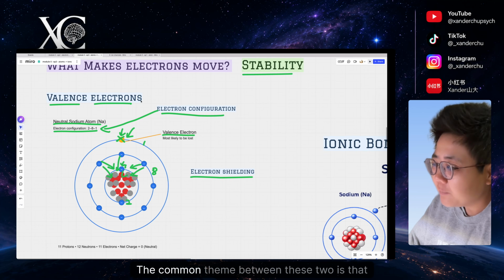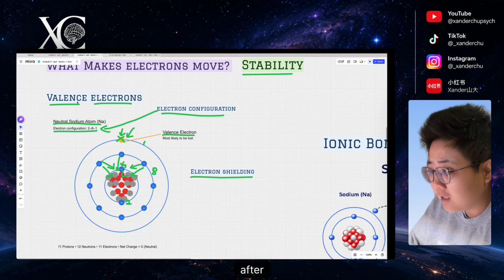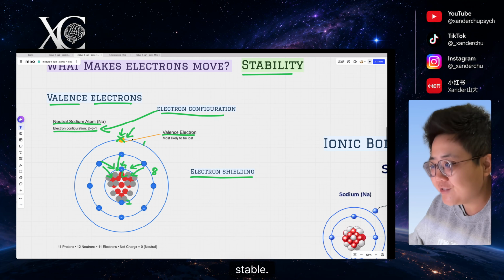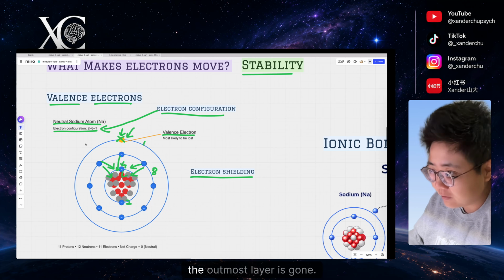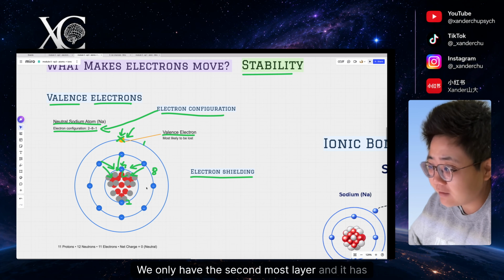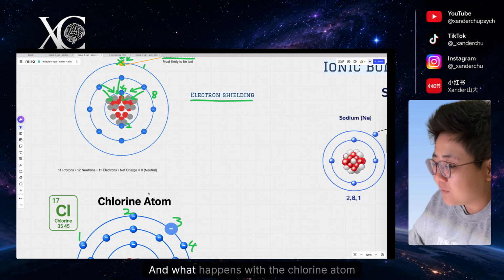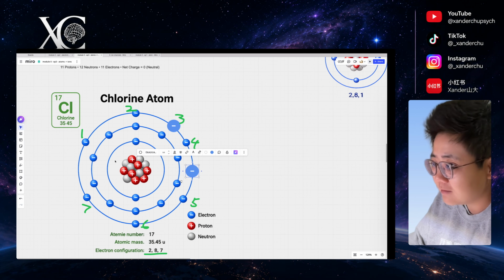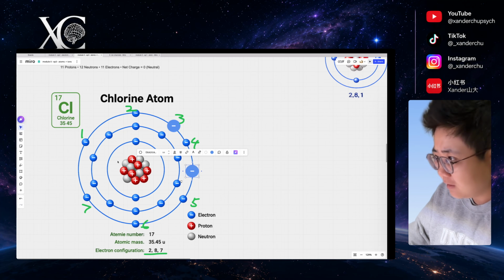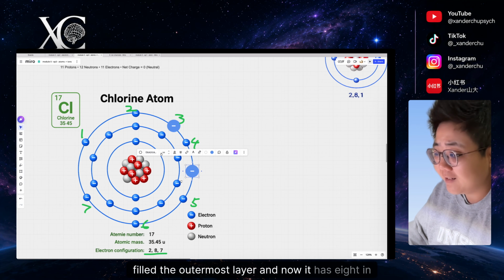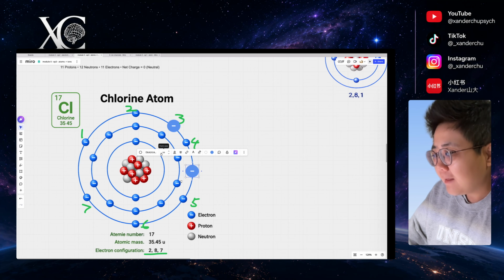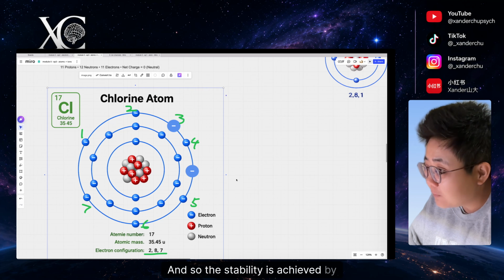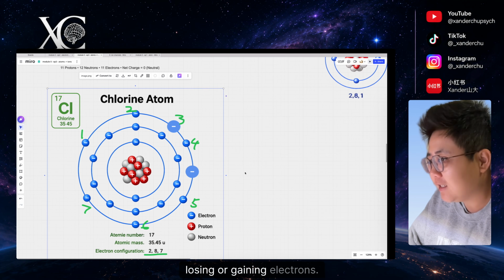The common theme between these two is that after the sodium atom lost an electron, it becomes very stable. Why? Because then the outermost layer is gone. We only have the second-most layer, and it has 8 electrons. And what happens with the chlorine atom to chloride ion is that it gained 1 electron and filled the outermost layer, and now it has 8 in the outermost layer, and it becomes more stable this way. And so the stability is achieved by losing or gaining electrons.